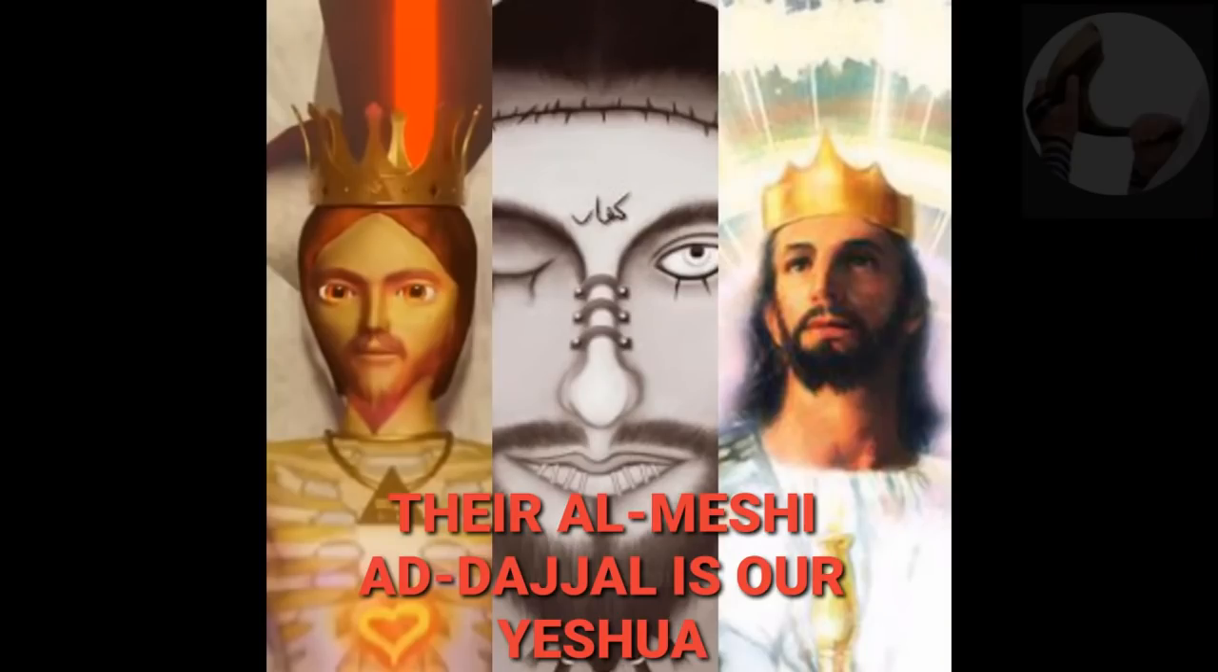So from the 1st of Elul till the 10th of Tishri, you have 40 days. 40 days. Long and short, their Al-Masih Ad-Dajjal is our Yeshua. That is what is being depicted in the series. So, for those who do not go up in the rapture, please come to the realization that the one they will refer to as Al-Masih Ad-Dajjal is in actual fact our Yeshua.